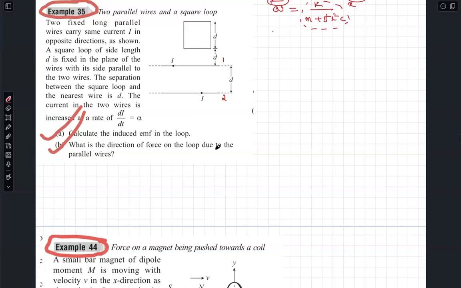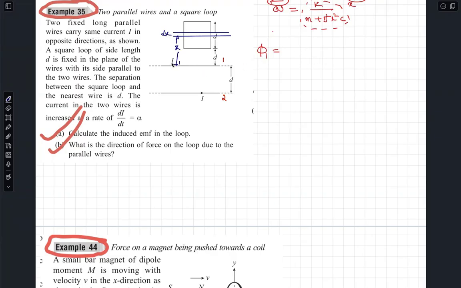Two parallel wires and a square loop. Two fixed long parallel wires carry a current I in opposite directions as shown. First of all, what is the flux due to this? Let us take wire one. What is the flux due to one? That we will first assess. Flux due to one is given as, here you will take a small elemental portion at a distance x, of width dx.